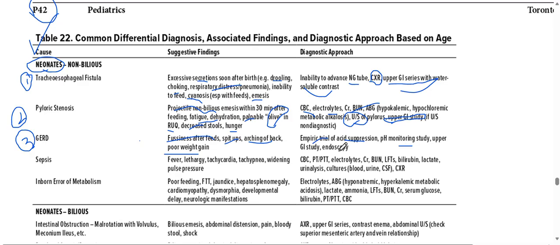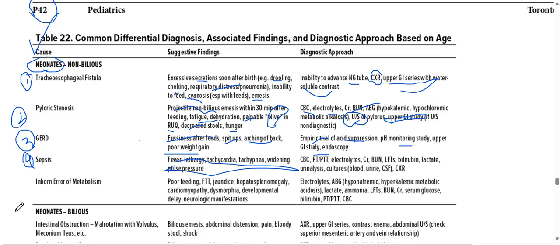Upper GI study and endoscopy are investigations of choice. Then sepsis. Sepsis, like gastroenteritis and those things, can also lead to vomiting. Fever will be there, lethargy, increased heart rate, increased respiratory rate, widening of pulse pressure. So all the labs are important: CBC, PT, PTT, electrolytes, urea, creatinine, LFTs, bilirubin, lactate, urine analysis and culture, and X-ray.